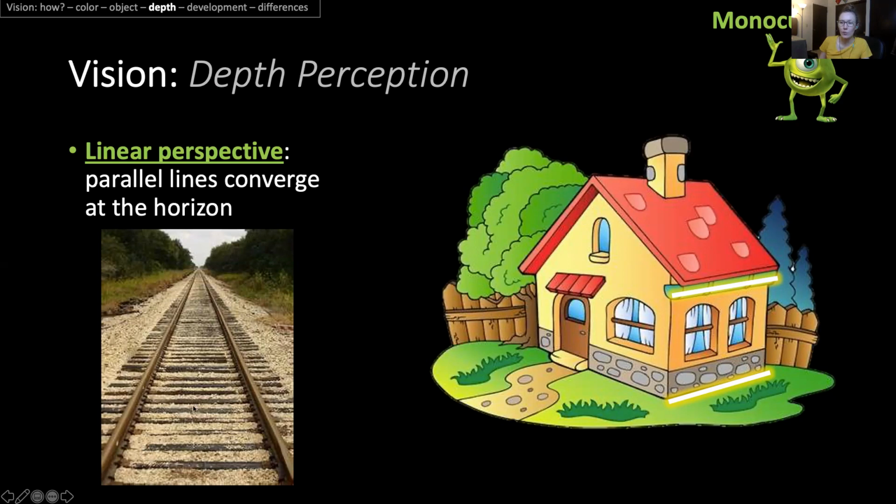So for instance, if we have train tracks here, we know from experience that train tracks are perfectly parallel with each other. But as they get farther and farther away from us, those parallel lines start to look like they're connecting. So if you've got lines in an image that are starting to converge inward, that tends to tell us that the parts where the lines are closer together have to be a little bit farther back than the parts where the lines are farther apart. So this is farther in the distance than this is. Linear perspective.